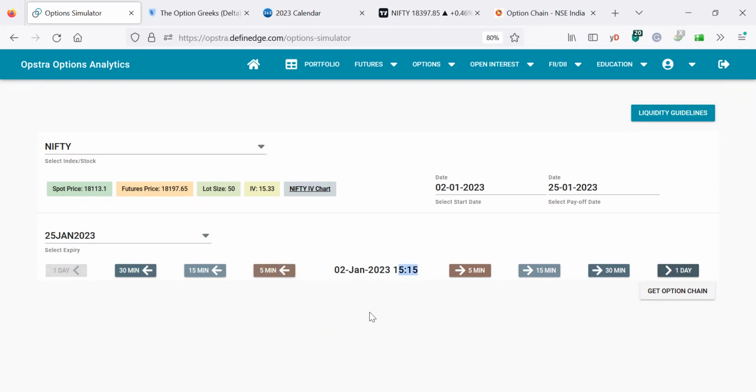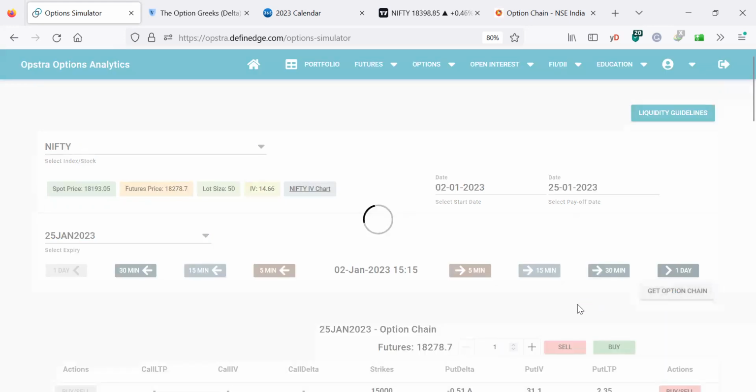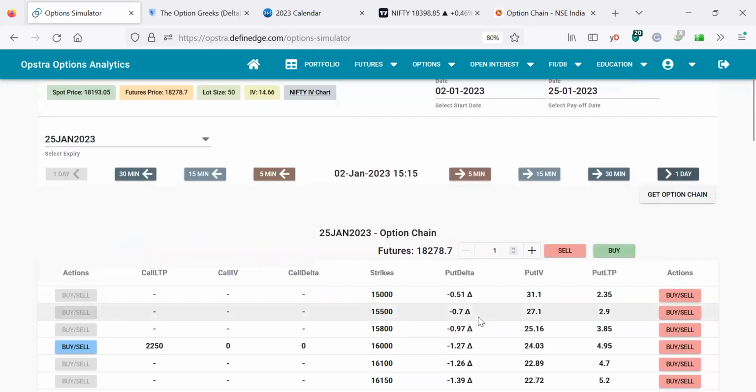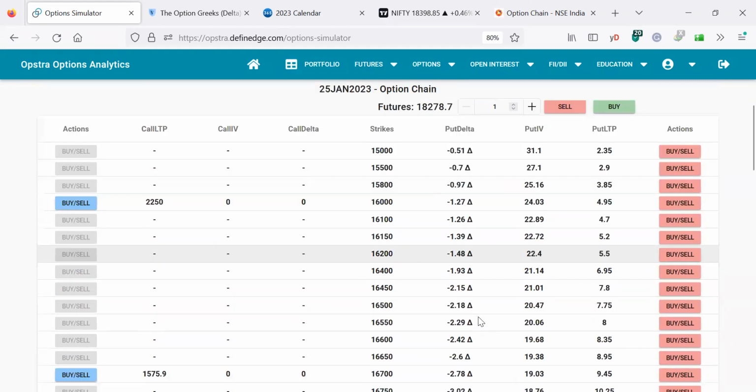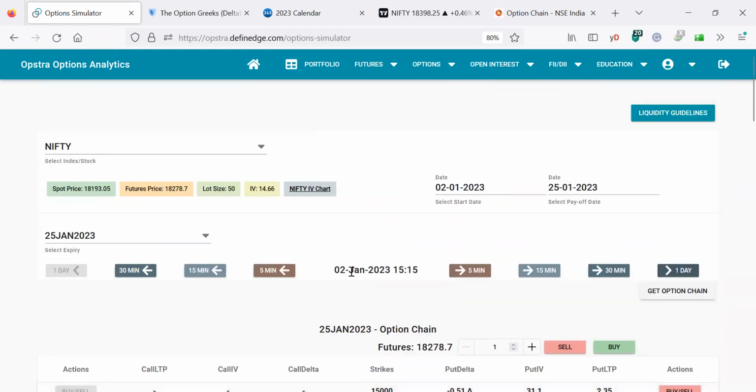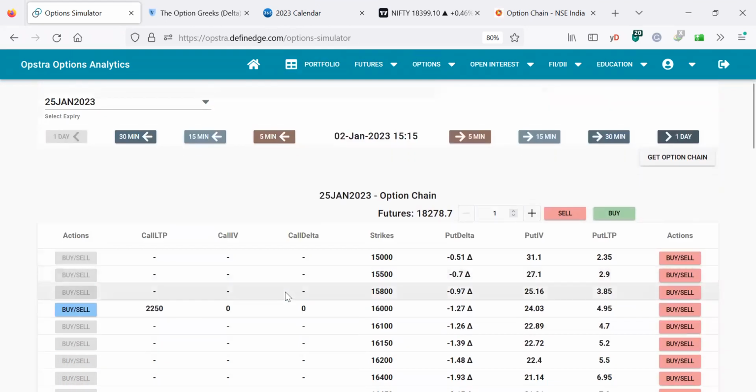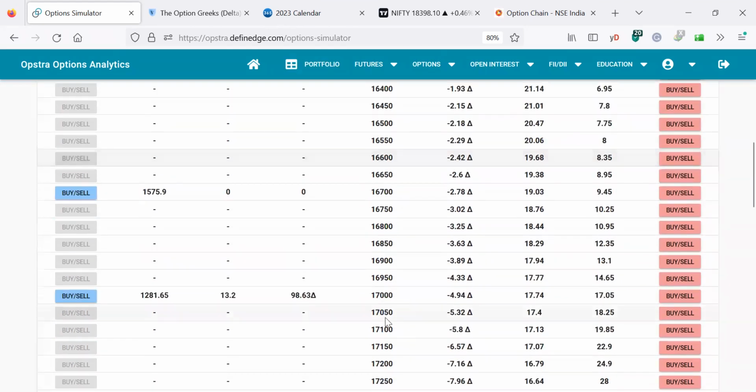So now, a simple strategy that I'm going to show you over here. Basically, our area of interest is to understand the delta neutral. So how we have to make delta neutral, that is what we are going to learn from this strategy. So let us go to the option chain right now. And if you just check on 2nd of Jan at 3:15, the spot is at 18,193. It means around 18,200. So we don't have to do anything with the spot right now.